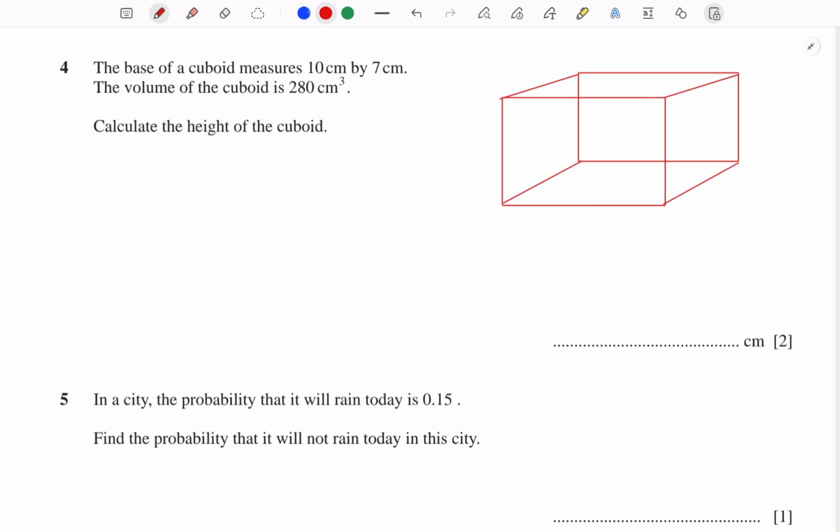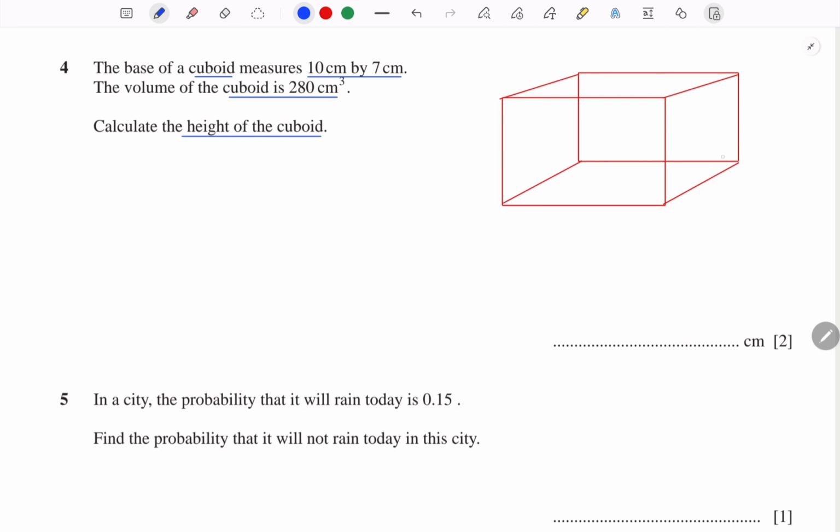Now let's move to the fourth question. The base of a cuboid measures 10 centimeters by 7 centimeters. Okay, the volume of the cuboid is 280 centimeters cubed. Calculate the height of the cuboid. This is a fairly straightforward question. See, the base of the cuboid is 10 centimeters by 7 centimeters.